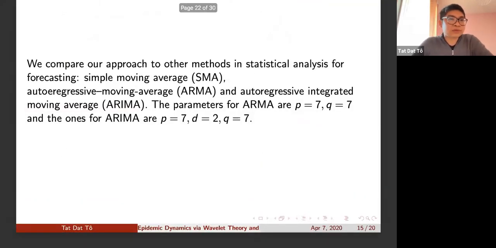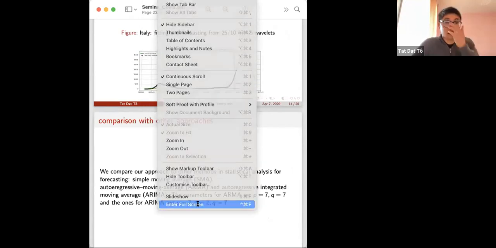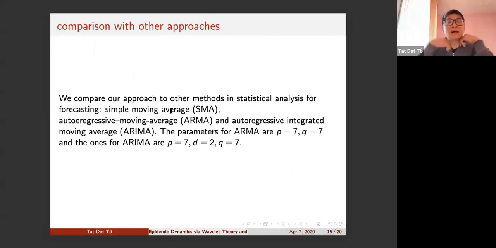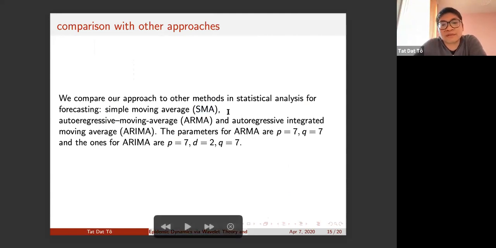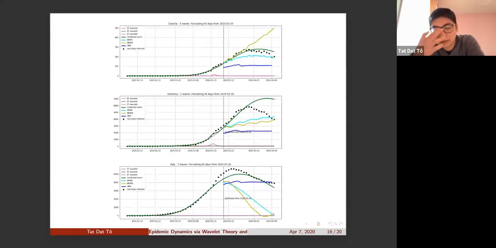And of course, I must view full screen. We try to compare our approach with other ones. For example, something very classical is the simple moving average method, and ARMA, the auto-regressive moving average, or ARIMA. For these kinds of stochastic methods, we choose some parameters for them, and then we see what happens when we use these methods compared with our methods.